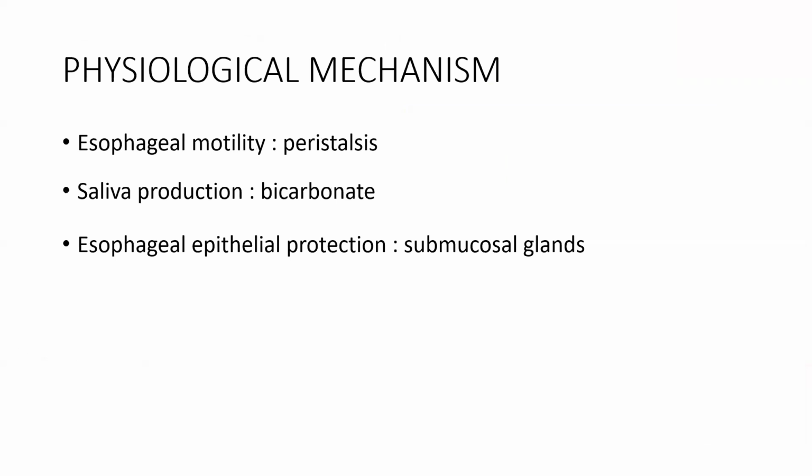And next, physiological mechanisms that also protect against gastroesophageal reflux include esophageal motility, like peristalsis, which promotes the return of regurgitated acid into the stomach, and saliva production. This saliva consists of bicarbonates and is slightly alkaline. And esophageal epithelial protection: the esophageal submucosal glands also secrete mucin and bicarbonate, which protect the distal segment of the esophagus from acidic contents from the stomach.